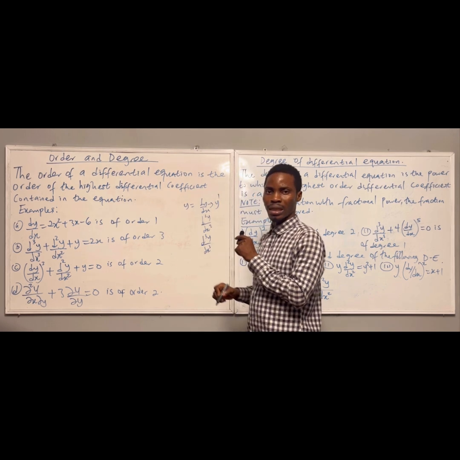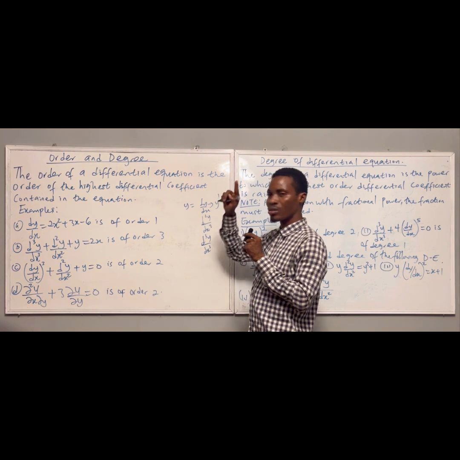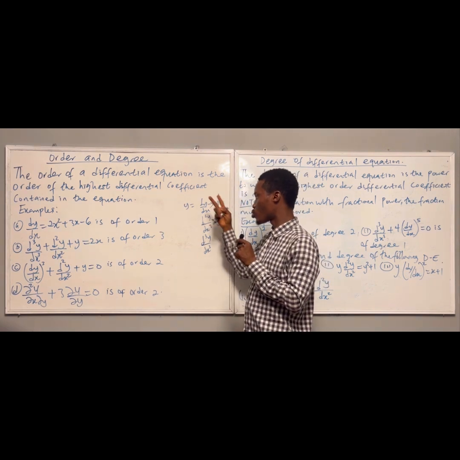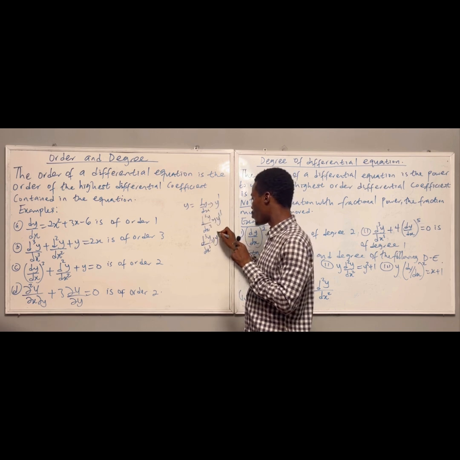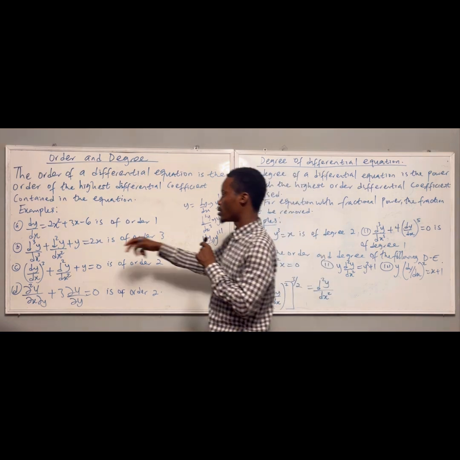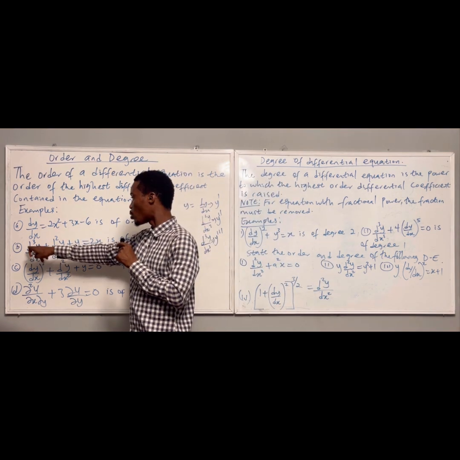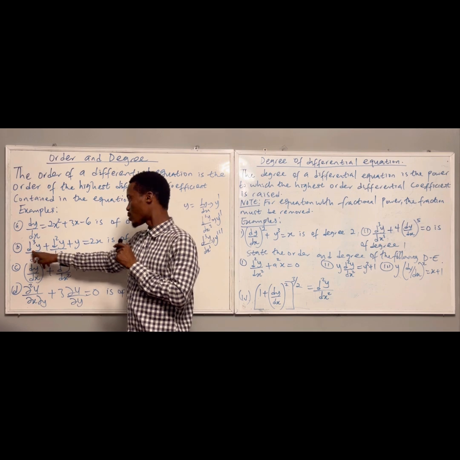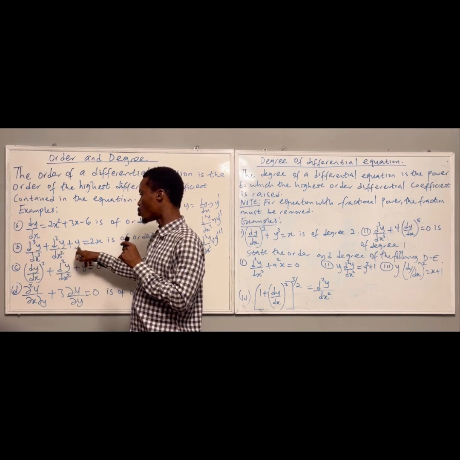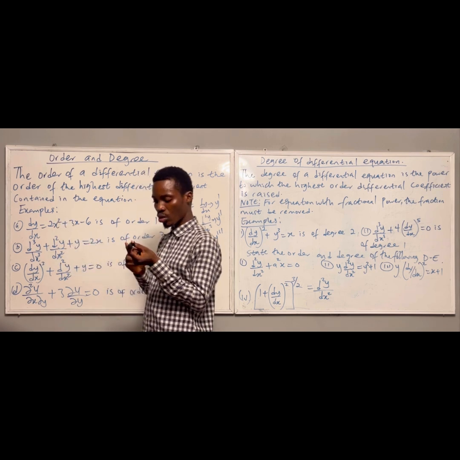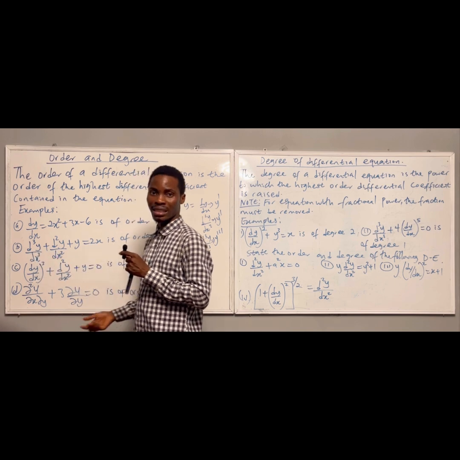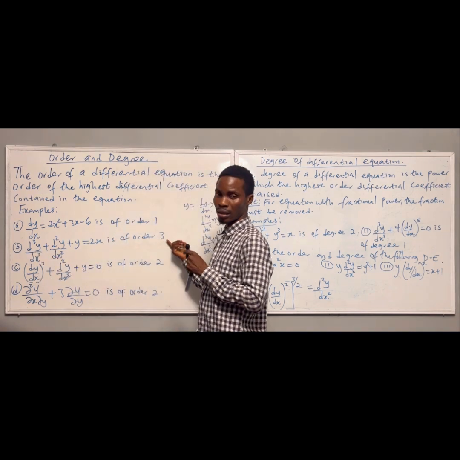It means here is y prime, that is the first derivative, differentiated once. This is y double prime, differentiated twice. And this is y triple prime, the third derivative, differentiated 3 times. Here it is differentiated twice, and here it is not differentiated. So the highest differential coefficient in that equation is the order. The highest here is 3, so it's of order 3.